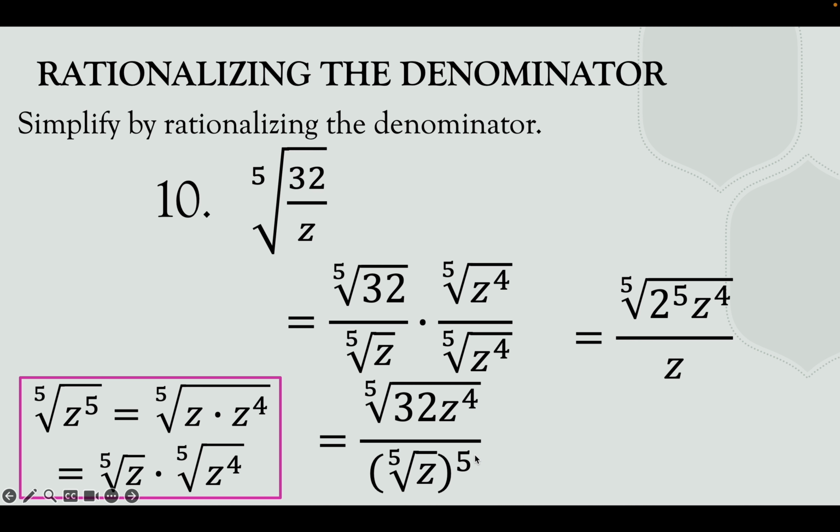So we have the fifth root of, now we can also simplify the 32 here. We can change it into exponential form. So we have 2 raised to 5, that is 32 also, and z raised to 4 over z is our remaining value. So simplify this one. What is the fifth root of 2 to the fifth? We have 2. Then the remaining value here now is the fifth root of z raised to 4 over z.